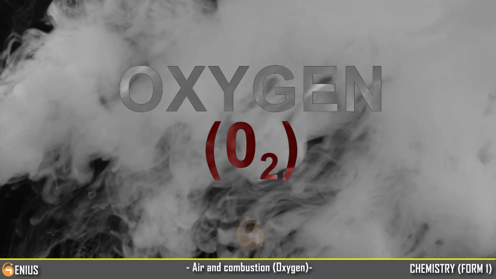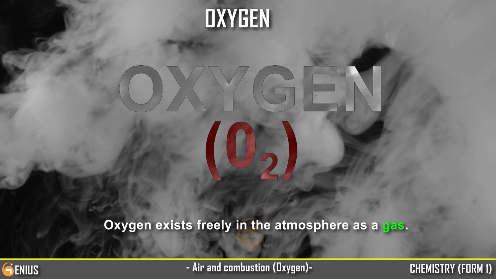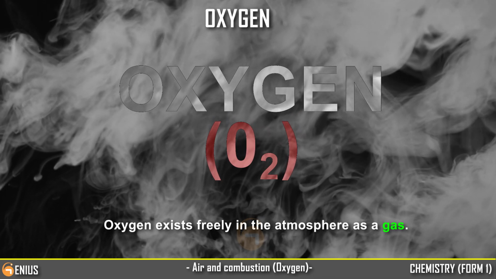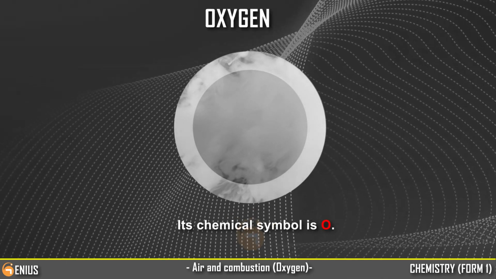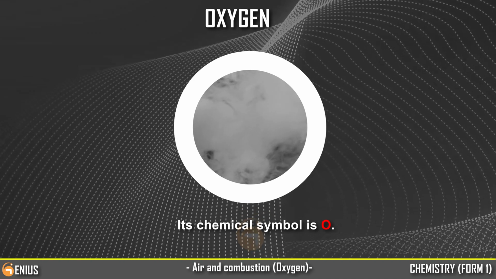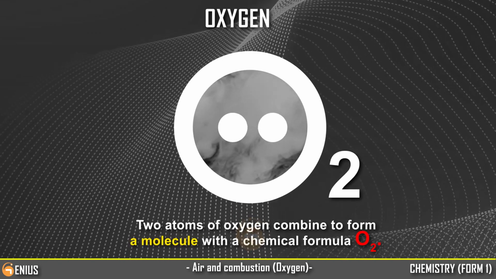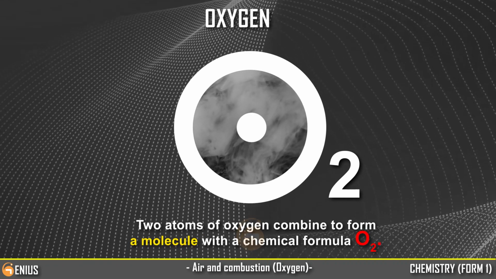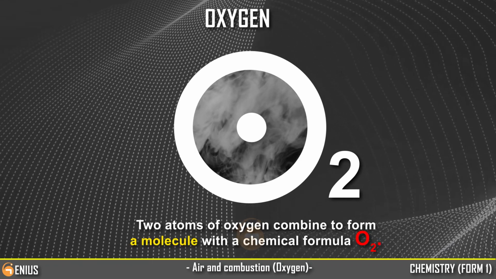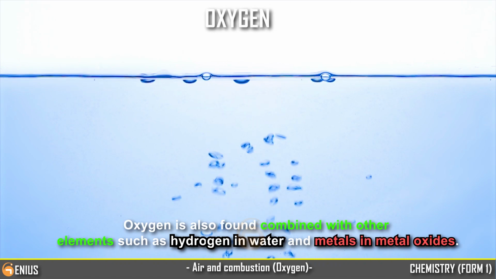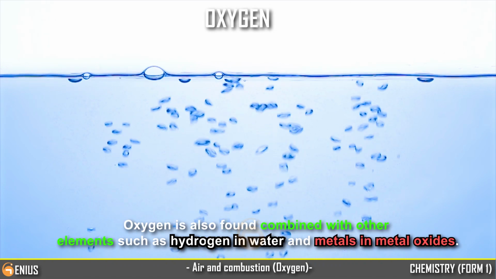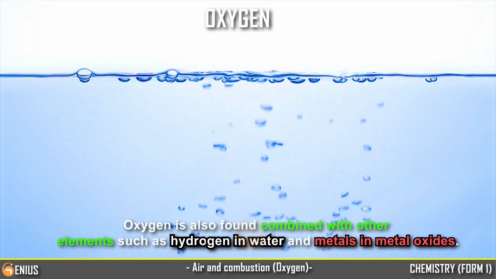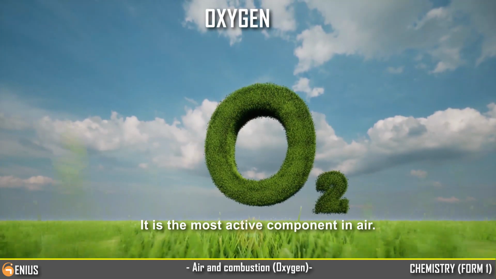Oxygen. Oxygen exists freely in the atmosphere as a gas. Its chemical symbol is O. Two atoms of oxygen combine to form a molecule with the chemical formula O2. Oxygen is also found combined with other elements such as hydrogen in water and metals in metal oxides. It is the most active component in air.